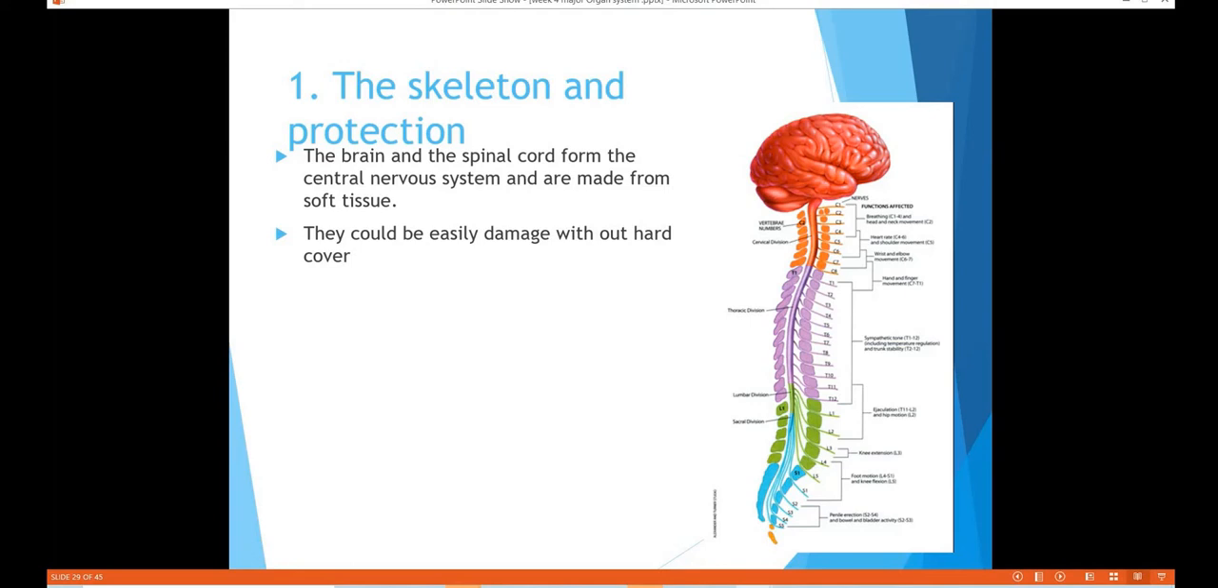Similarly, we have our rib cage covering the lungs and other internal organs, and also we have the spinal cord. You can see our backbone, which gives us support. For everything we have a support and we have a protection. So we can say the main function of the skeletal system is protection.